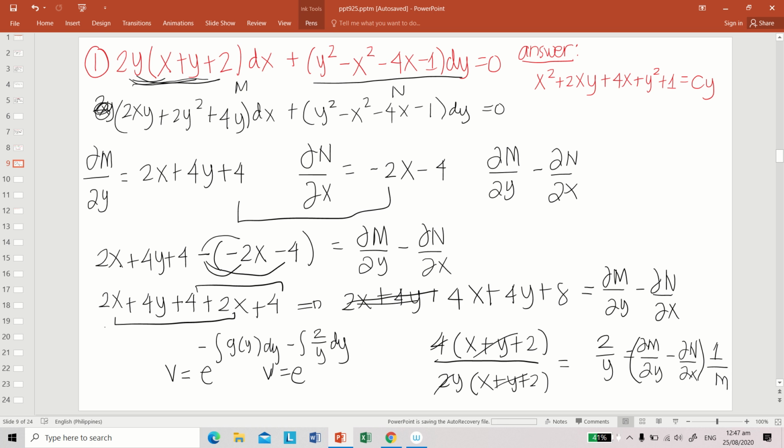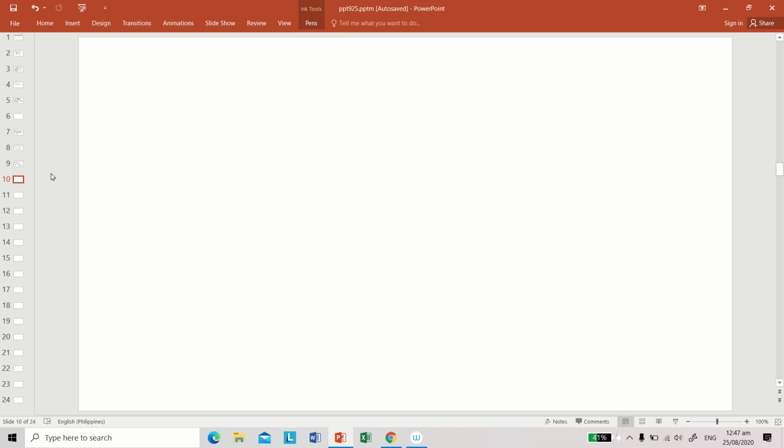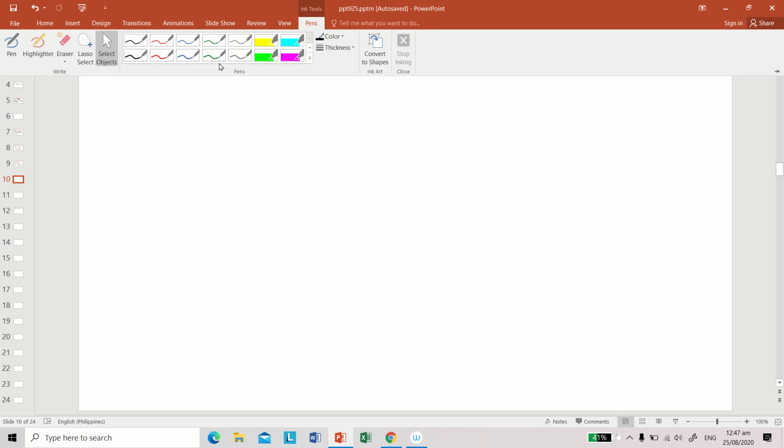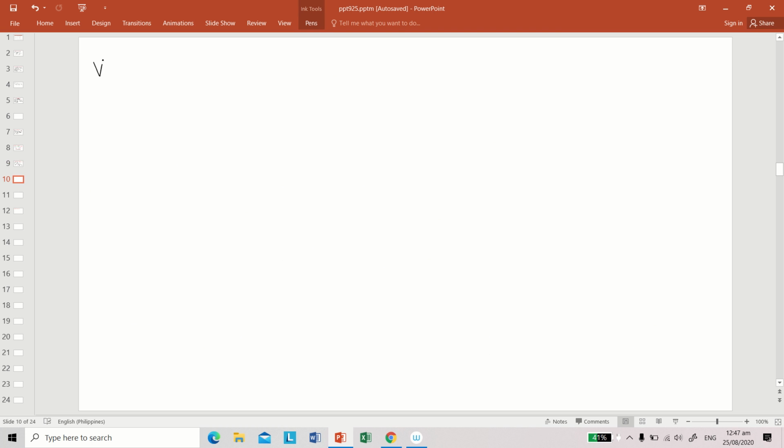So now let's go to the next page. I don't have a space anymore. So our integrating factor is equivalent to e raised to negative the integral of g(y) dy, which is negative 2 over y dy. Integrating that, we're going to have e raised to negative 2 ln y, and then we're going to have the integrating factor as y raised to negative 2.